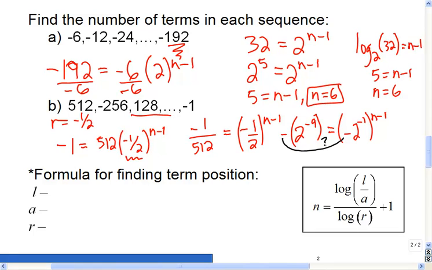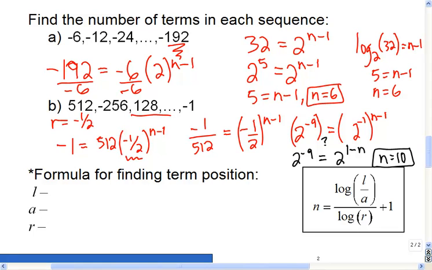Again, you have to remember that sequence without the negatives will still work. It has the same number of terms. So let's just do that. Okay, we'll keep solving this one. So that would be 2 to the negative 9 equals 2 to the 1 minus n. Is that right? So that means n equals 10. Okay, thank you.